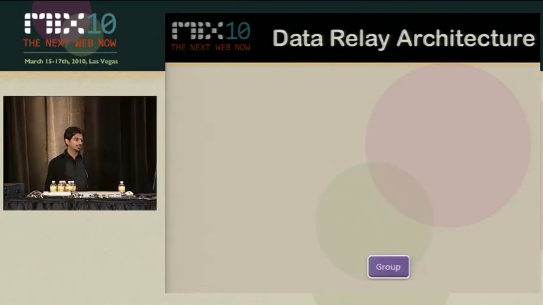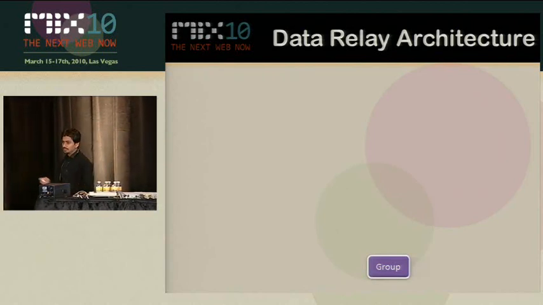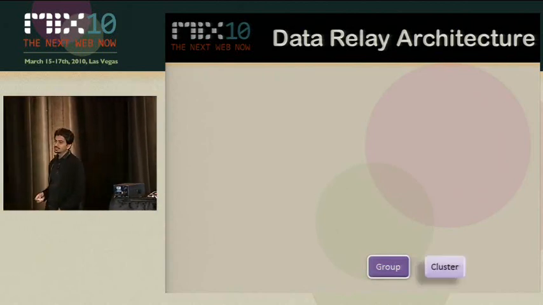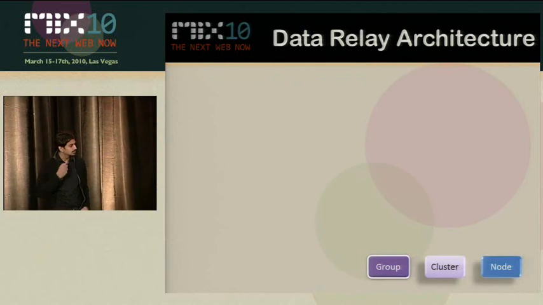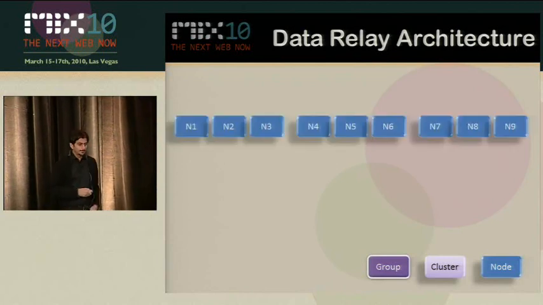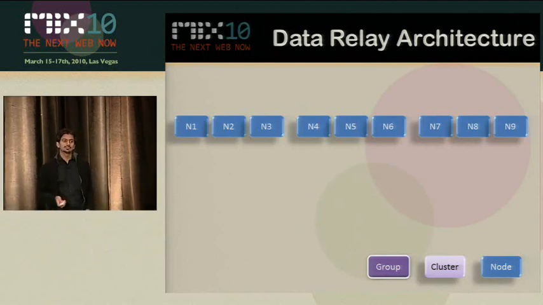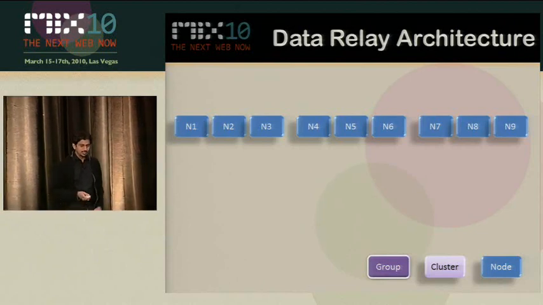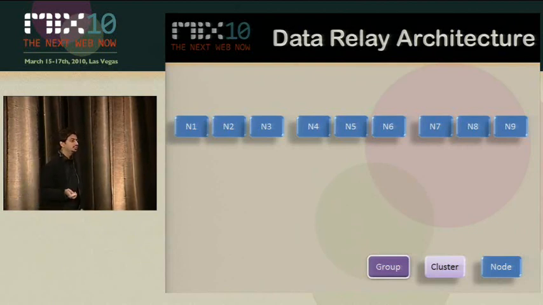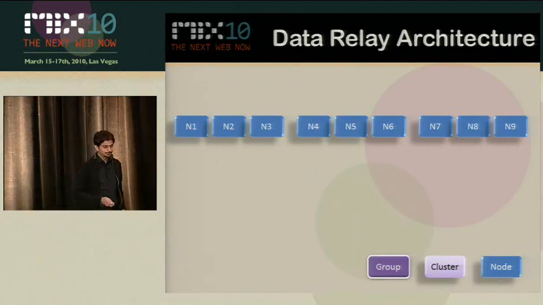So let's talk about Data Relay real quick, a crash course. You have the concept of a group, you have the concept of a cluster, and you have a concept of a node. Okay? What are nodes? Nodes are like your little robots. They process messages. They talk to their neighbors. They represent processing capability. They represent storage capability. They could do whatever really you need them to do.